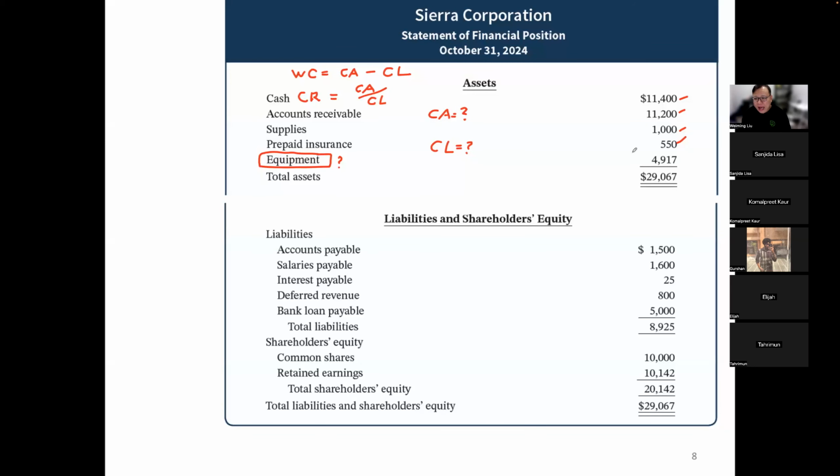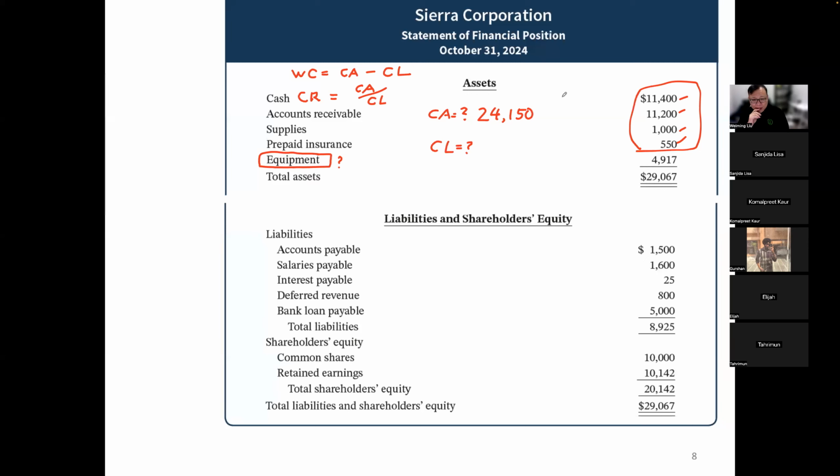Okay, so if I add this up, what should I get? Let me do this. That's going to be maybe 4 and 6150. I think it's 24,150. Okay, so that is my current asset.